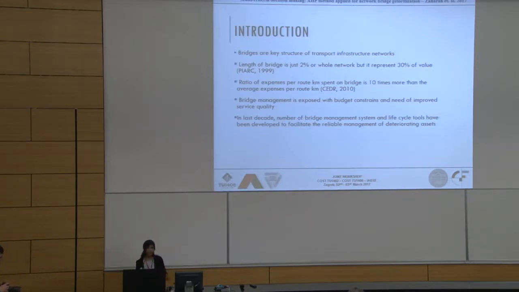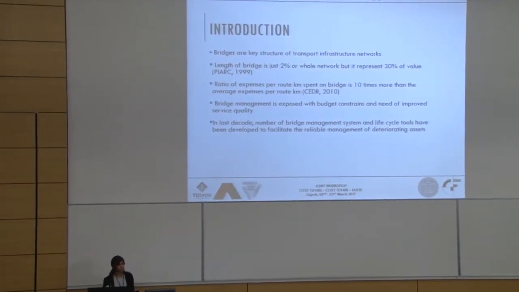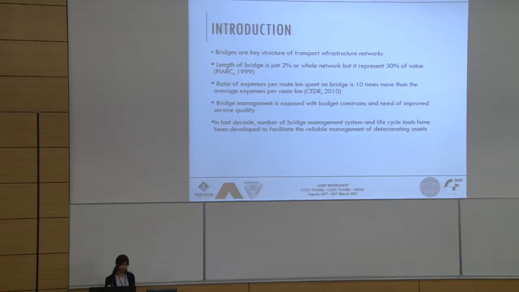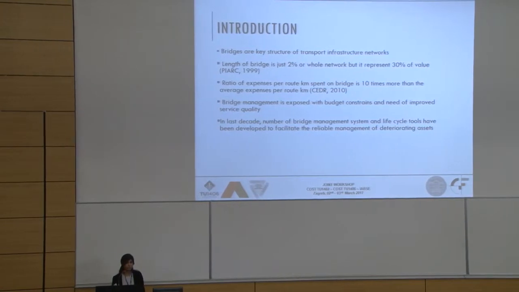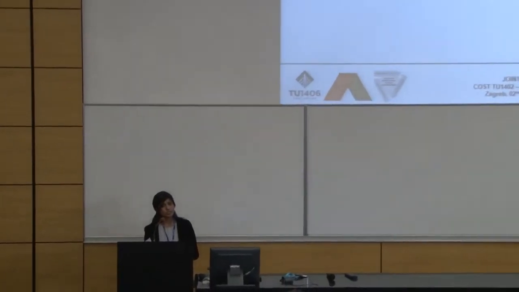Okay, so we all know that bridges are the key structure of the transport infrastructure network. Bridges are only 2% of the whole network, while they represent 30% of the value. The expenses made on bridges are also 10 times more than the expenses generally made on a route per kilometer. On the other hand, our bridges are exposed to climate conditions, they are aging, and we are also faced with a limited budget from the government. So at one point our bridges are very important for our transport, and at another point we are facing all of these challenges.